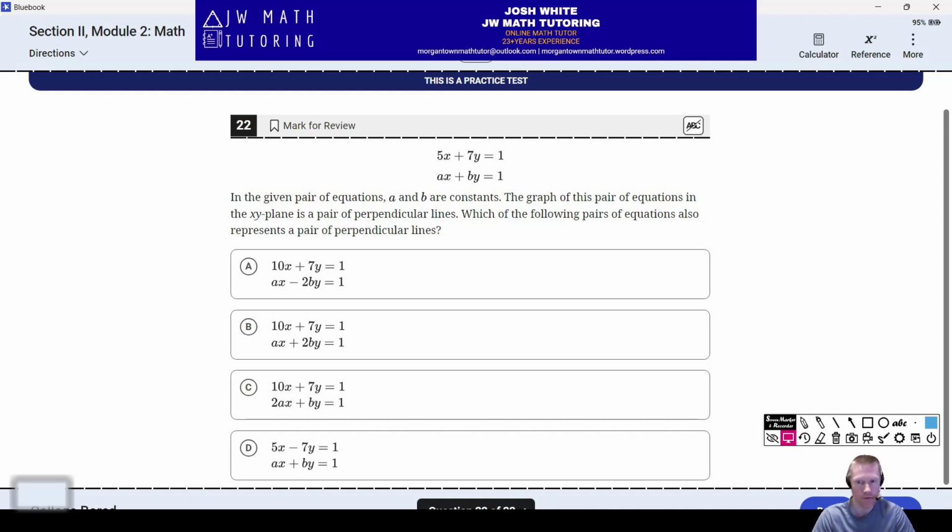So just be aware, for this problem only, it's being done from a PDF, not inside the actual Bluebook app, but of course it's the same question, and I'm just going to solve it using the web version of Desmos rather than the actual Desmos built into Bluebook.